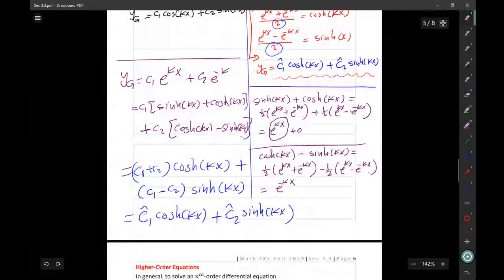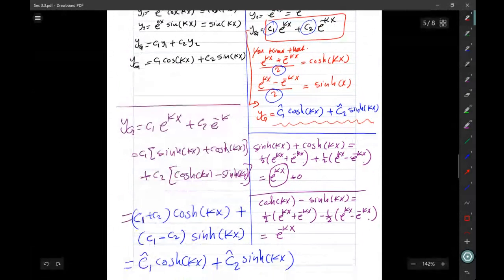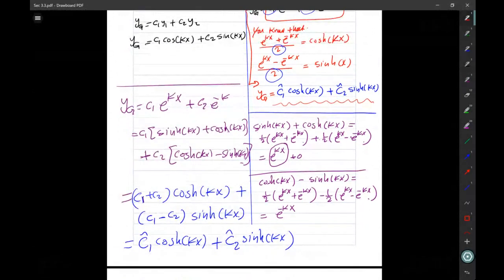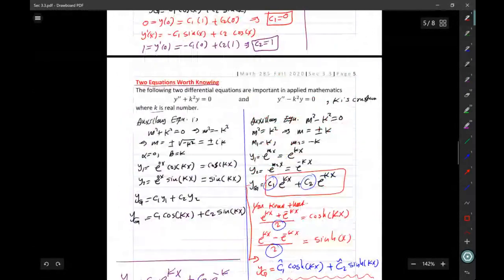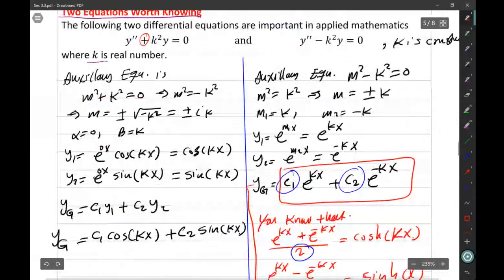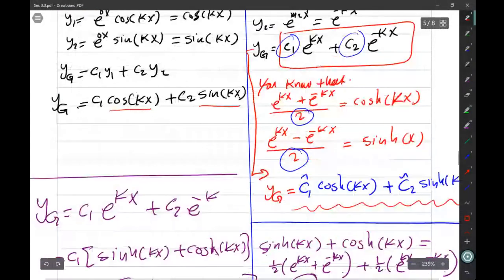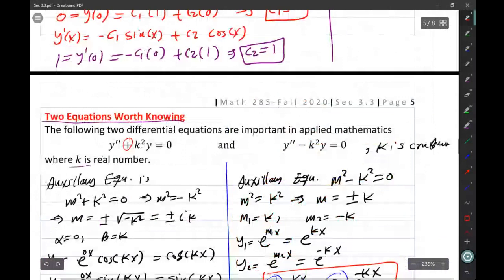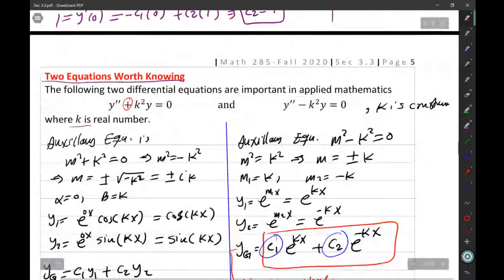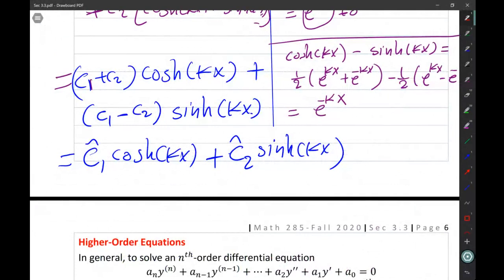Is it clear here how we rewrote my solution with respect to sinh and cosh? So if you notice here, when the equation has positive k², the solution is C1 cosine plus C2 sine kx. But in case it is minus k², it is C1 cosh plus C2 sinh.